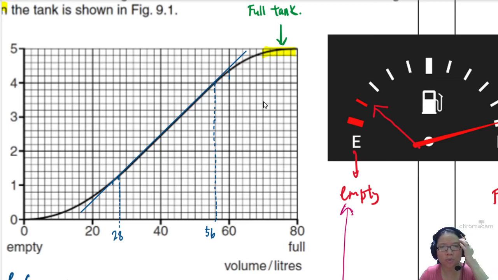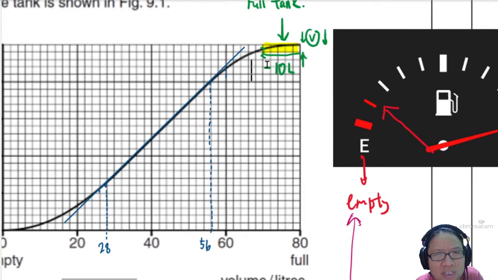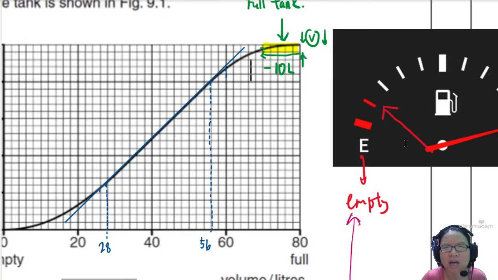So when we travel, let's say 5 boxes, let's say you use 10 liter of petrol, negative 10. This one only drops 1 box leh. The voltmeter reading, it's not even 1 box, guys. It's half a box. The voltmeter reading only decreased half a box. Hiya. So this one, where do I write? I write here. From here, you can see this section here.